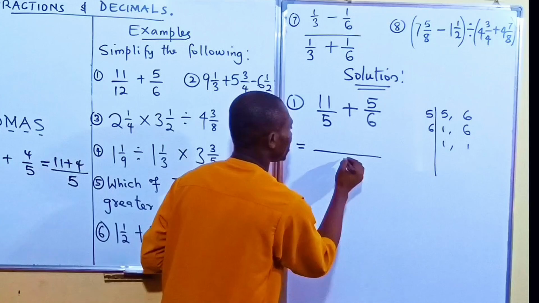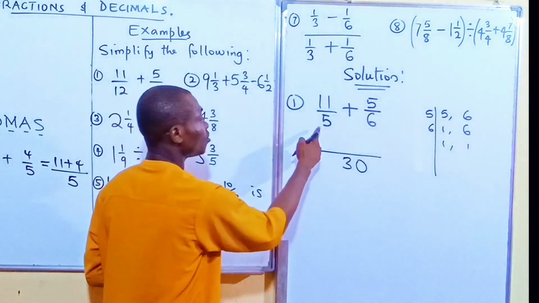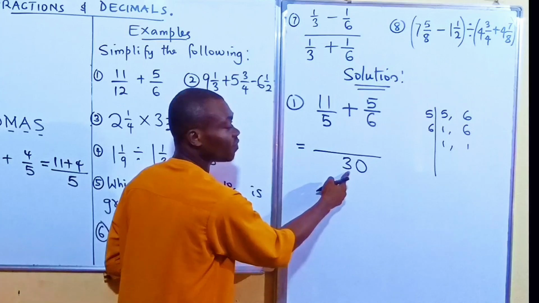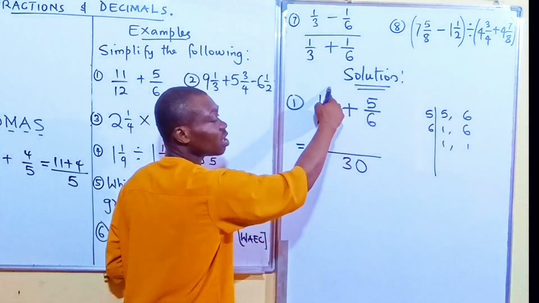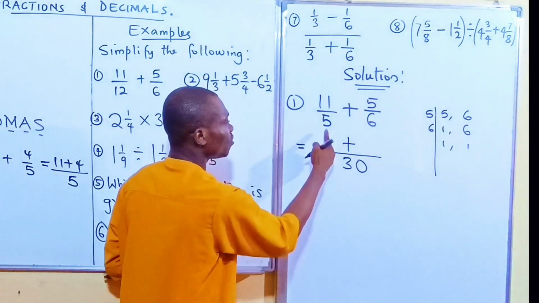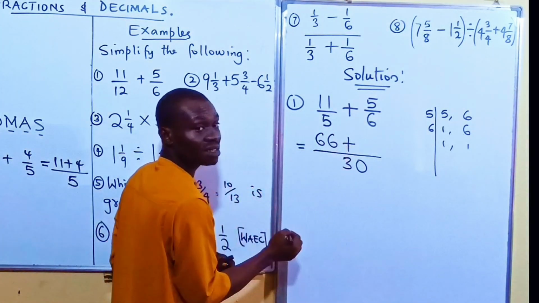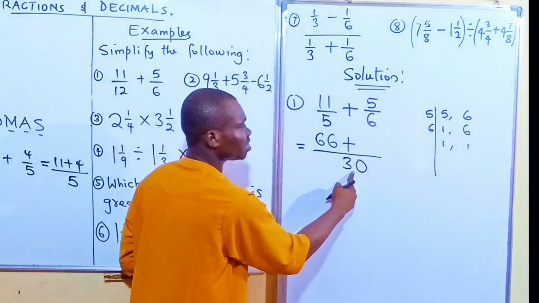If you bring that here, you can now go ahead to divide. So 5, the denominator here, will divide 30, and then whatever you get, you multiply here. Meanwhile, you can bring down your sign. That will give us 6 times 11, and that is 66. And then this divide, this is 5.